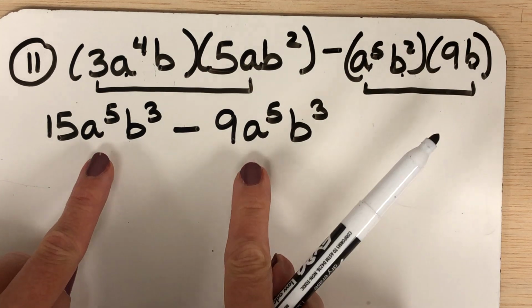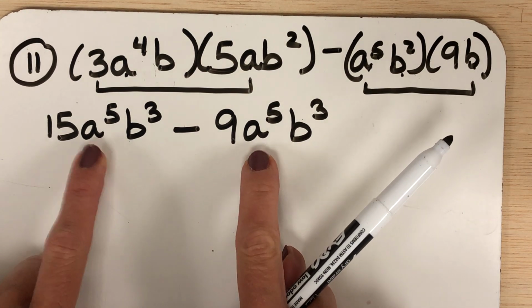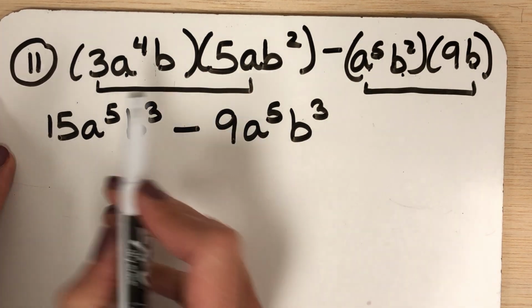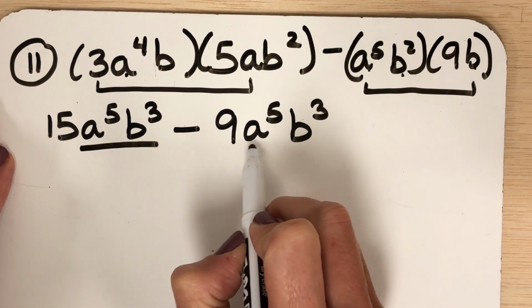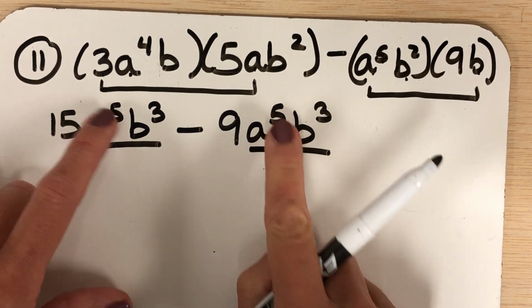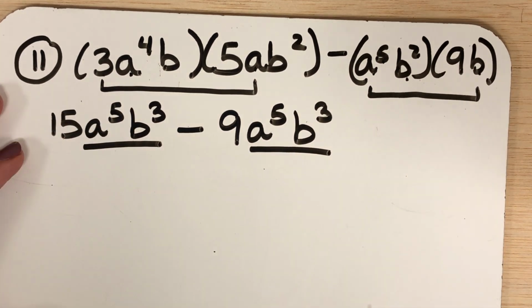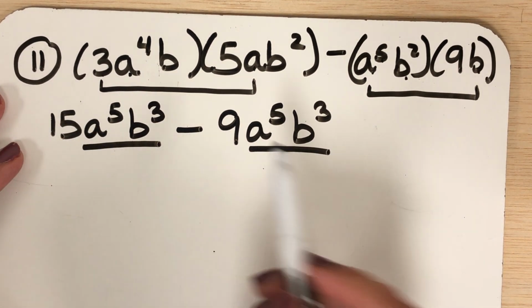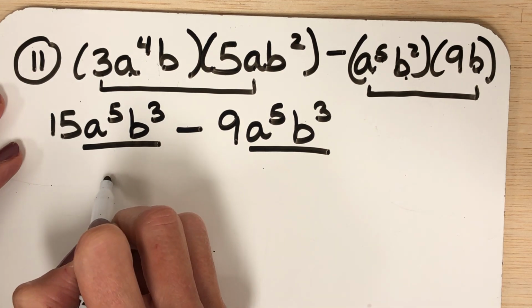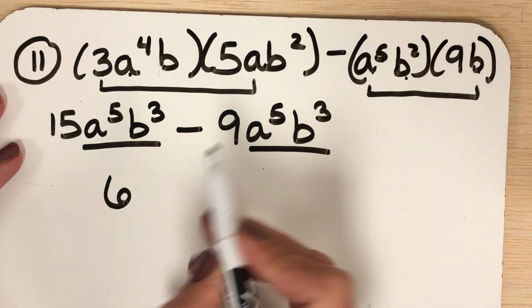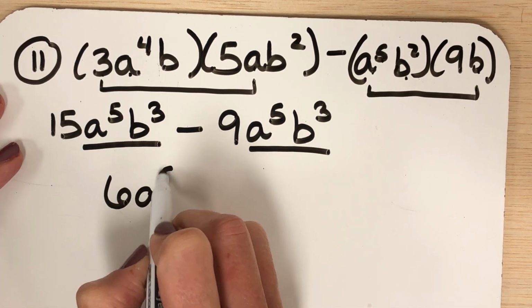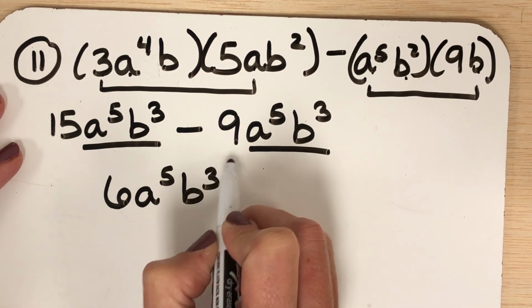Now the only way I can subtract these two terms is if they are like terms. So I have to take a look at my variables. I have a to the 5th, b to the 3rd, and both of them, they're like terms, so therefore I can combine like terms. 15 minus 9 is 6. And then I'm going to end with my variables.